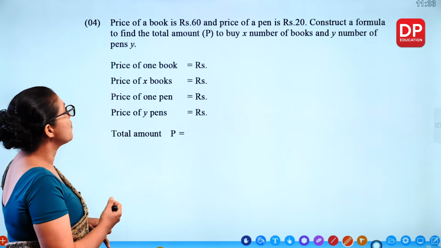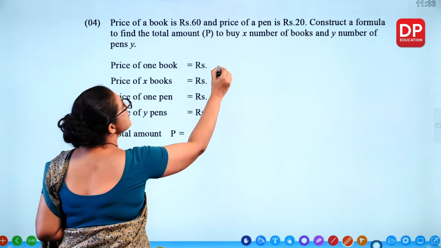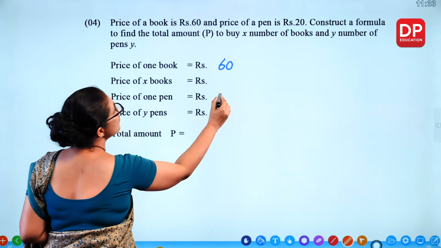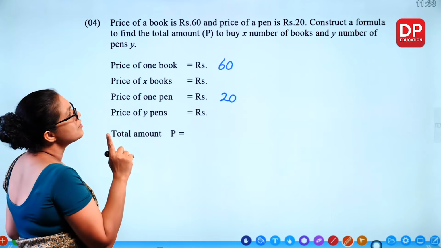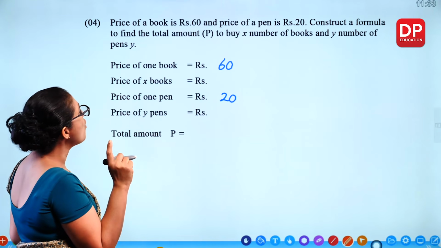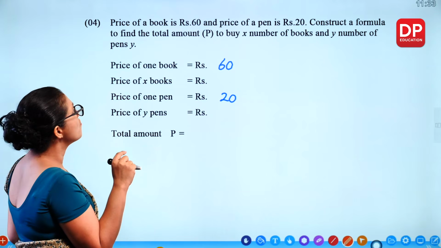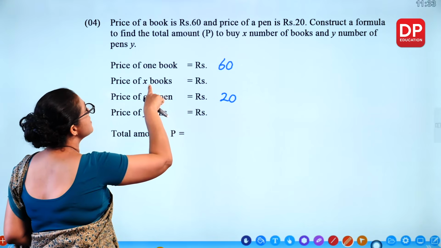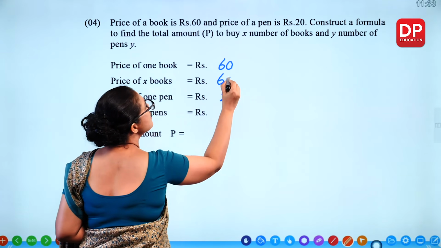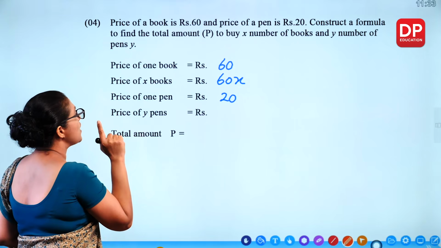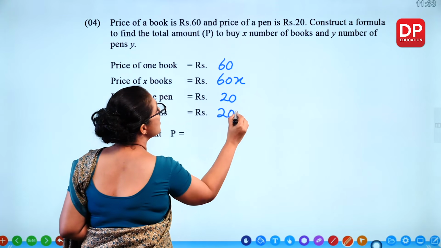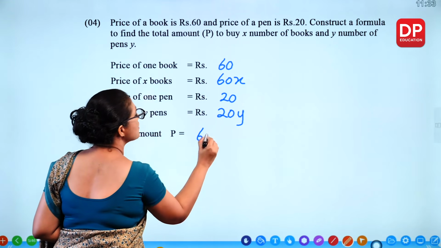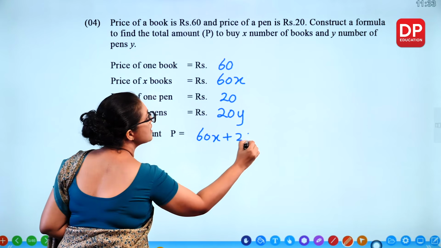Price of a book is 60 rupees. So price of one book is 60 rupees. Price of a pen is 20 rupees. So this is 20. Construct a formula to find the total amount P to buy X number of books and Y number of pens. If 1 is 60, X books are there. So what's the amount? 60X. 1 pen is 20 rupees. Y pens are there. So this is 20Y. So what's the total amount? Adding these two. So 60X plus 20Y.